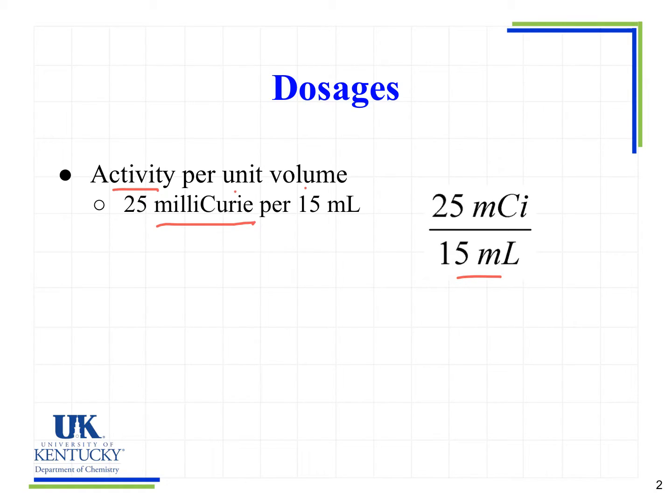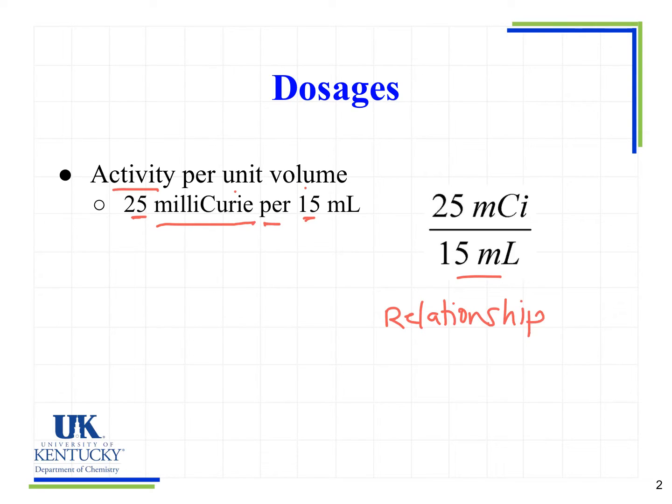And so if we're told that a particular solution has an activity of 25 millicurie per 15 milliliters, that gives us a clue that it's giving off this much radiation from that volume at time 0. And so what we want to do is figure out what dose do we need to give to a patient. And so when we see this per, we know that means we can write it as a fraction. And so we've now got another relationship that we can use.